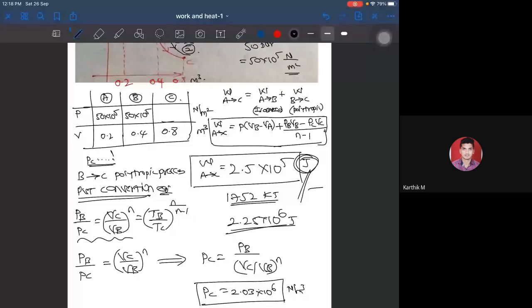Sagar's and Karthik's answers are matching, and Prathan is giving the same answer. So three have upvoted the third answer. All are getting the same answer or what?